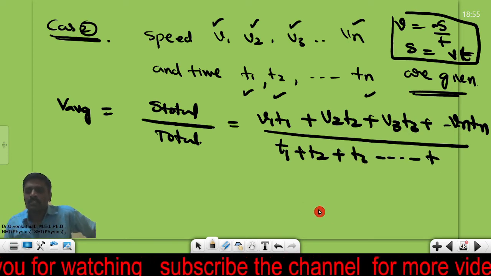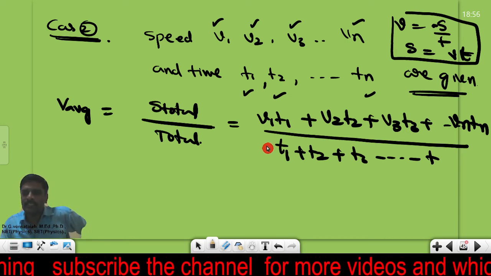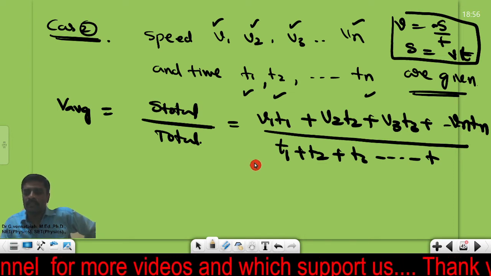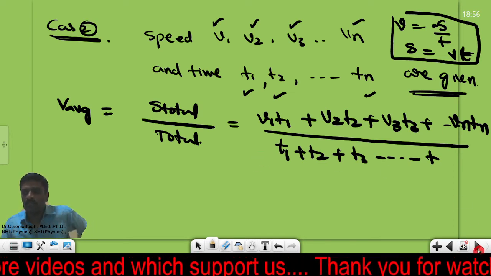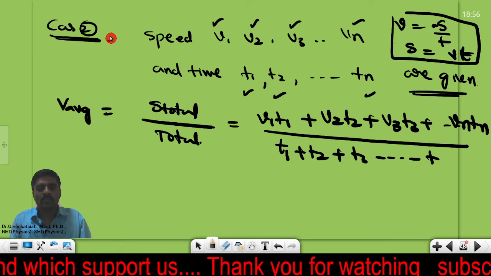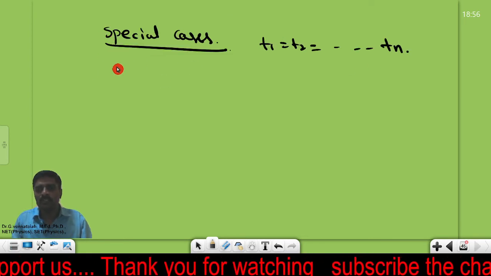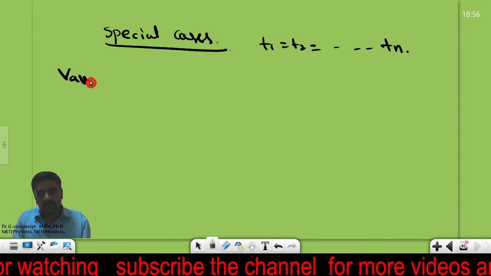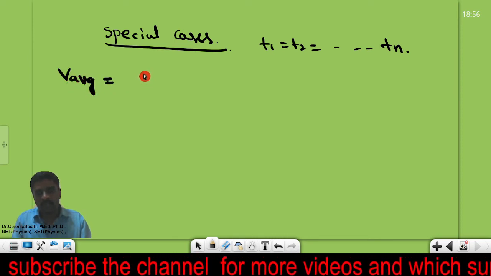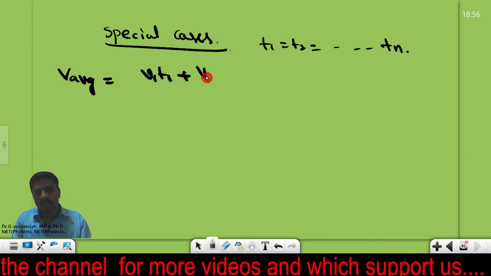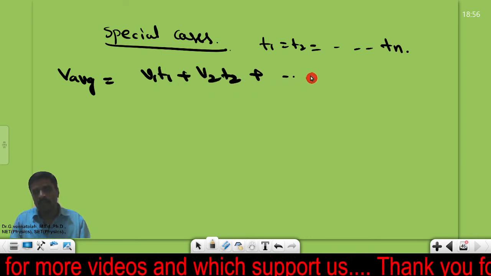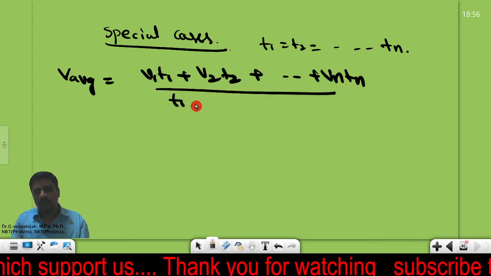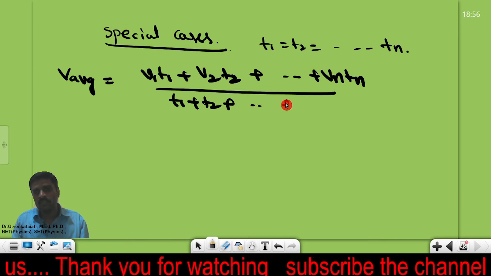I hope you got it. Then we can go to one special case, when t1 is equal to t2 and so on. Let me go to the special case. Special case means if t1 is equal to t2, what is the formula we have? So V average is equal to, tell me the formula anyone? V1 T1 plus V2 T2 and so on Vn Tn divided by T1 plus T2 and so on Tn.